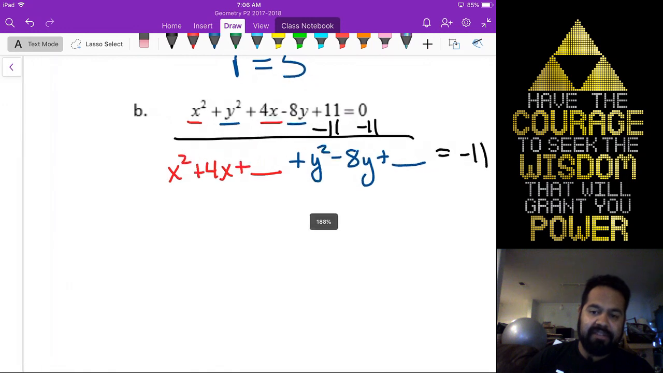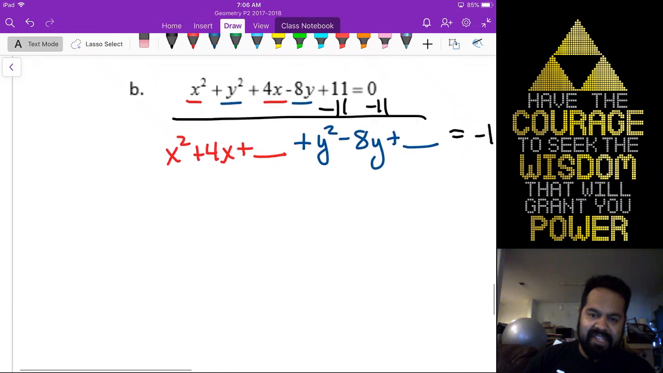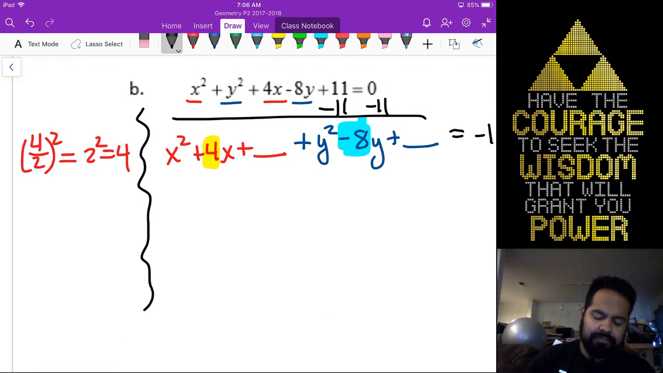Now, we're going to go ahead and do step 4 together. In kind of the same step, we're going to find our missing C values. So again, looking at the 4 and the -8. So I'm going to say 4 divided by 2 squared. So that's going to be 2 squared, which is 4. Sorry, -8 divided by 2 squared, which is 4 squared, which is going to equal 16.